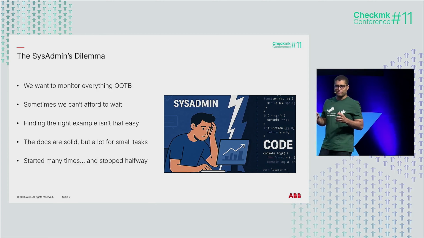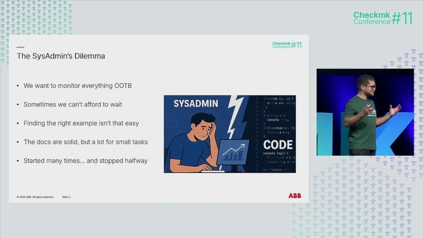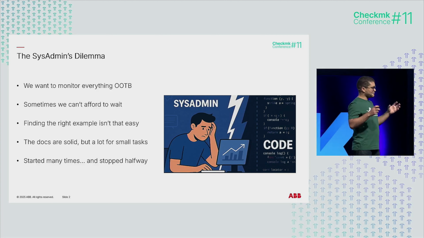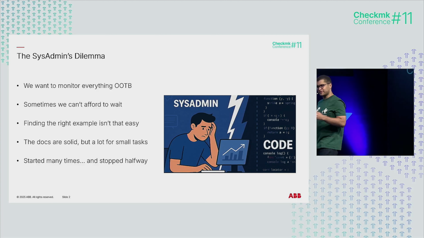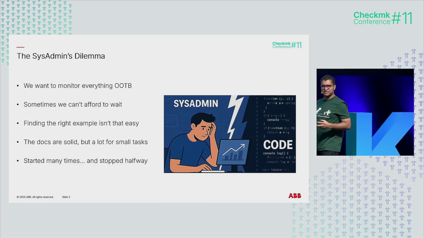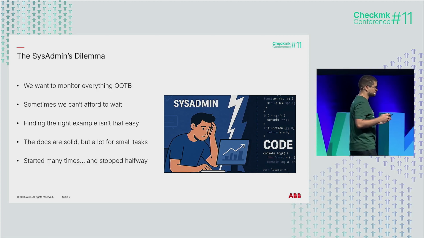I want to cover a bit of the problems that I faced when I started, that maybe some of you already faced. So the first thing, we want to monitor everything with Checkmk without doing much effort. We want to do a lot of customization. We want to do everything natively. And sometimes we have a specific use case, maybe a legacy device, maybe a new integration that appears from nowhere that we need to make work.